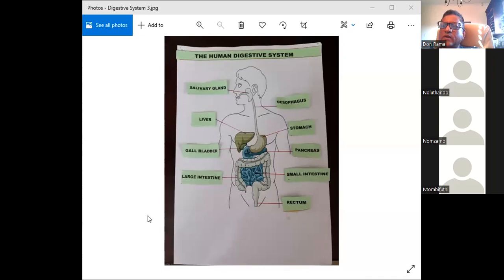You don't fill all the labels at one time. Let's say you start with the salivary glands. You'll put the label there by the salivary glands, and you'll discuss everything that is related to them. You'll say the salivary glands have a function in the digestive system. They give off spit, or saliva, to make your food more liquid so that it goes down the esophagus. Then you'll put the esophagus label.